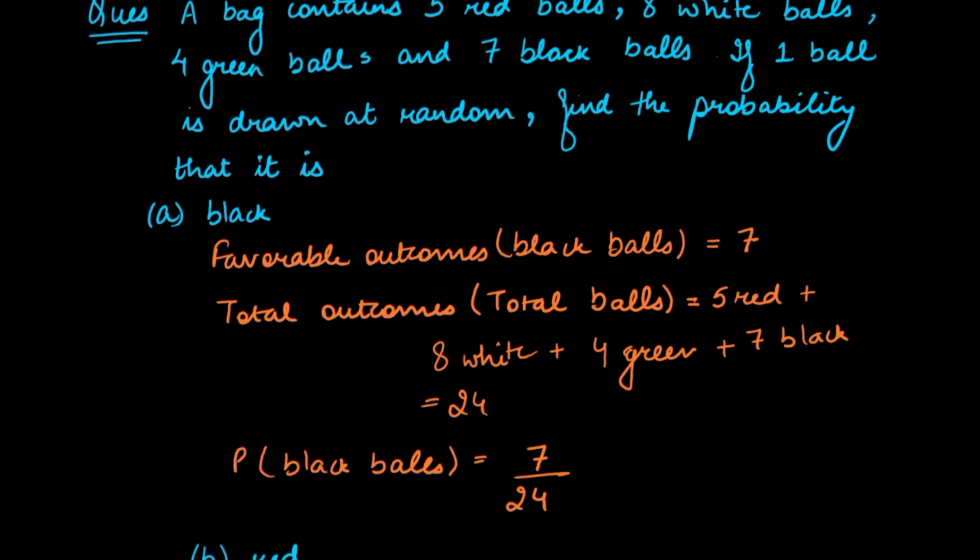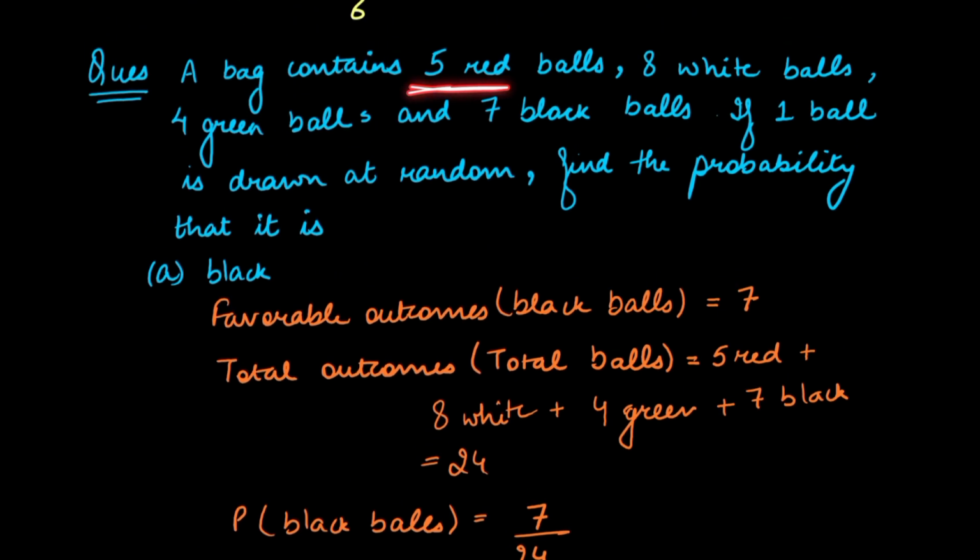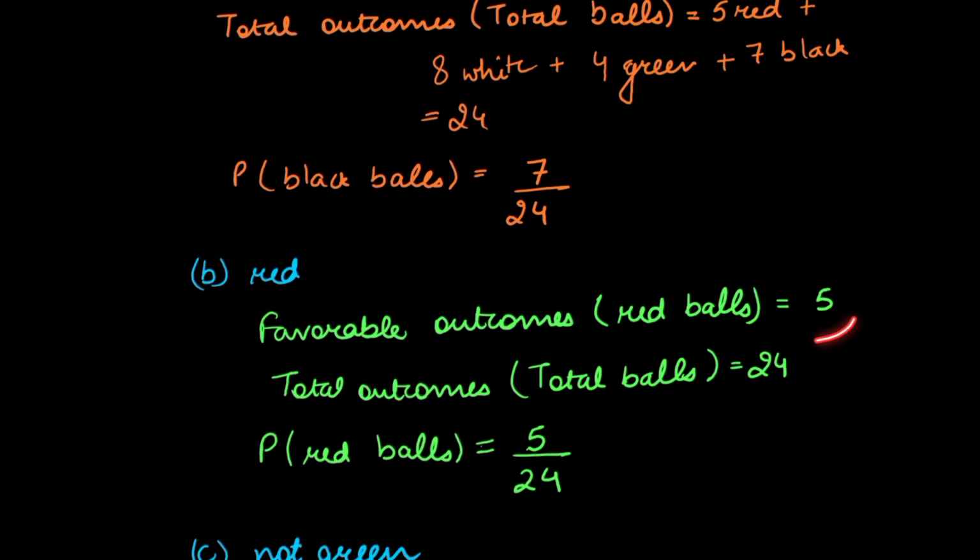Next is the red ball. How many red balls? 5. So the total number of favorable outcomes is 5 divided by 24, the total number of possible outcomes. So the probability is 5 by 24.